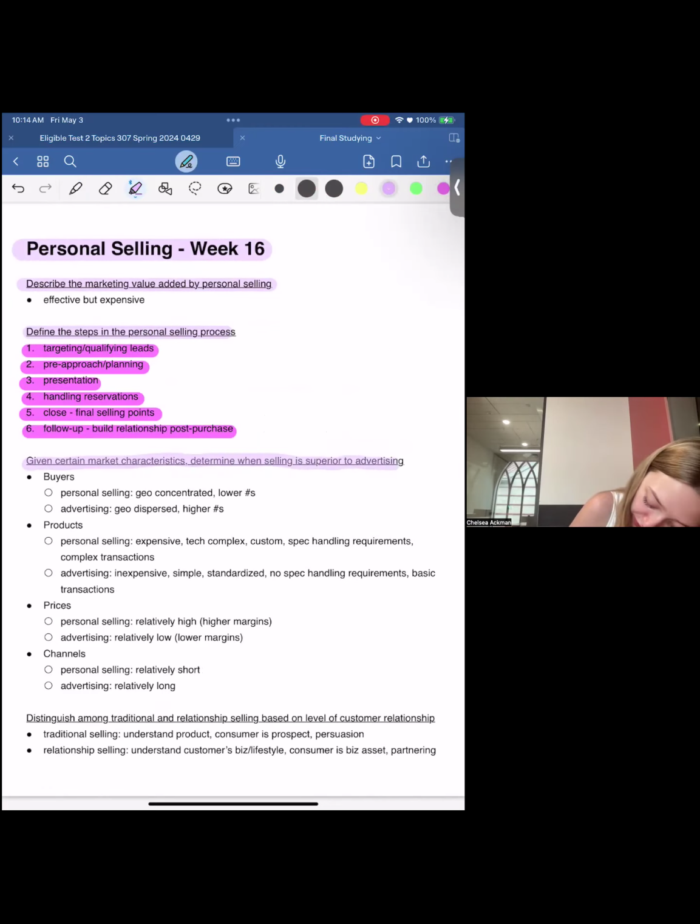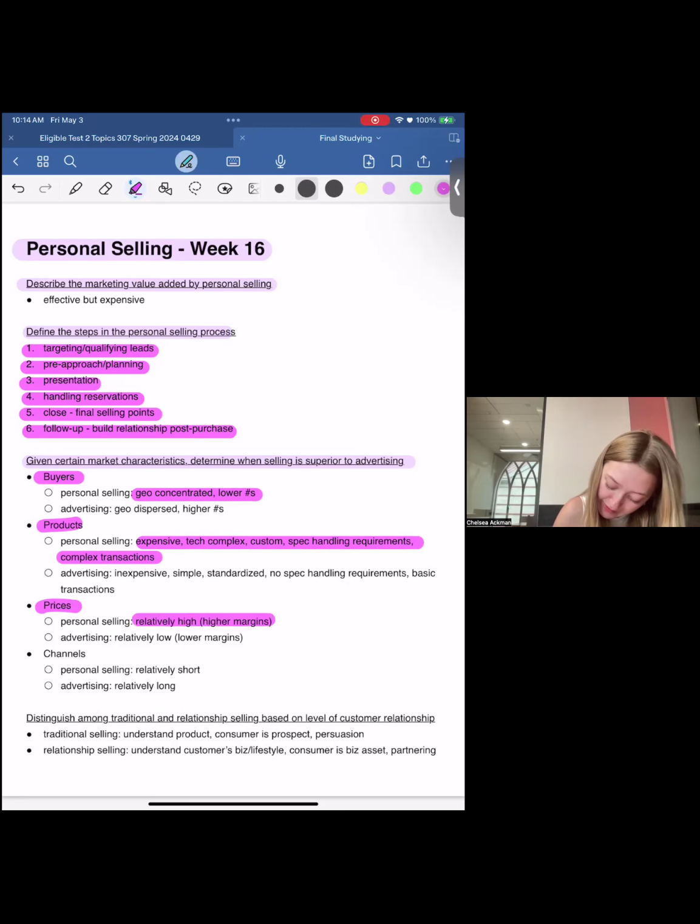Given certain market characteristics, determine when selling is superior to advertising. In terms of buyers, you use personal selling if they're geographically concentrated in lower numbers of them. For products, you use personal selling if the products are expensive, technically complex, custom, have special handling requirements, or have complex transactions. Prices, if prices are relatively high with higher margins, and if the channels are relatively short.